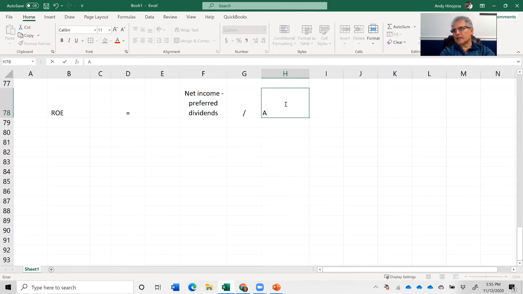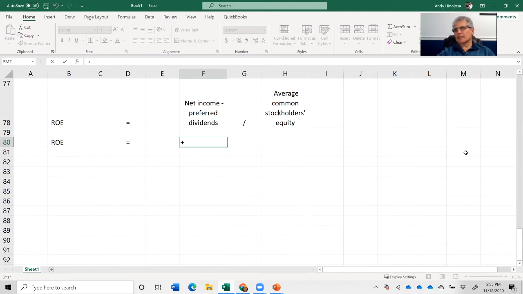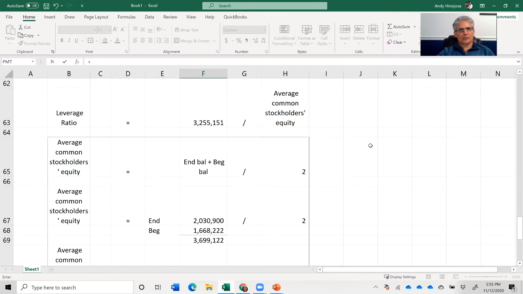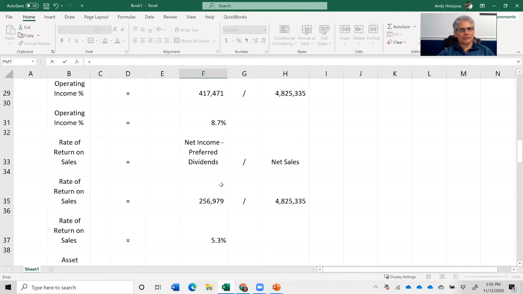That's going to be divided by average common stockholders' equity. So I think we've already computed net income, and there's no preferred dividends. When we were computing the rate of return on sales, it was net income minus preferred dividends. I don't know if I mentioned it then, but since there are no preferred stocks listed in the stockholders' equity section, then we can assume that that's 0.